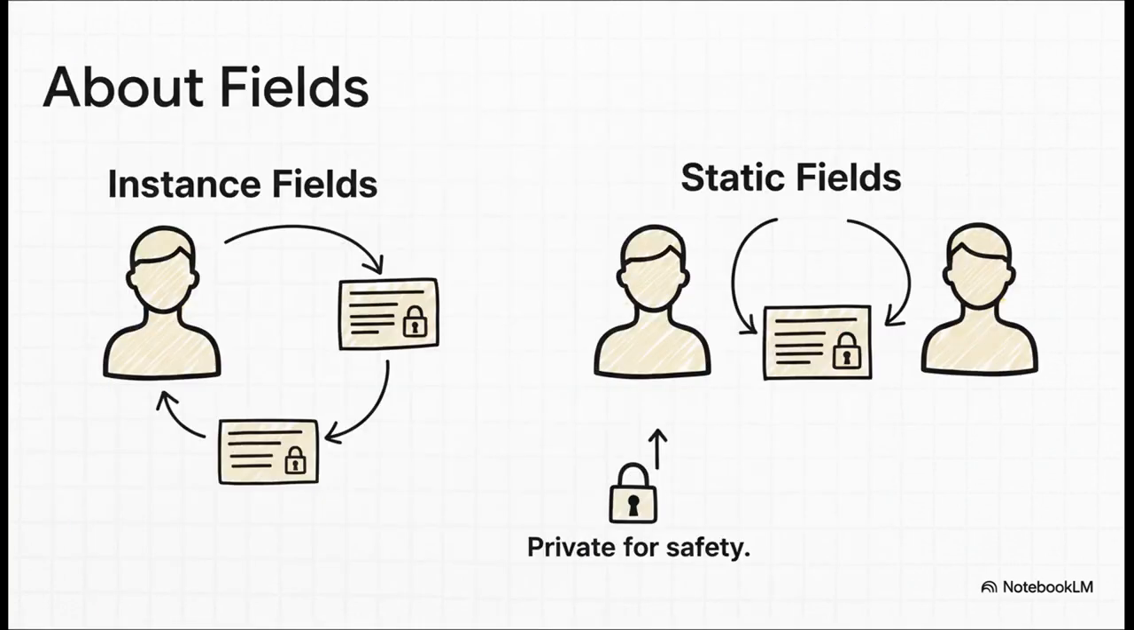Now, there are a couple of things to know about fields. Most of the time, you're going to be using what we call instance fields. All that means is that every single student object you make gets its own personal copy of the name and ID. So my student object has my name and your student object has your name. They're separate. But, and this is crucial, look at that last point: making them private. This is like putting a protective wall around the data. It stops other parts of your code from just reaching in and accidentally changing a student's name or setting their GPA to something crazy like -50. It's a huge safety feature.